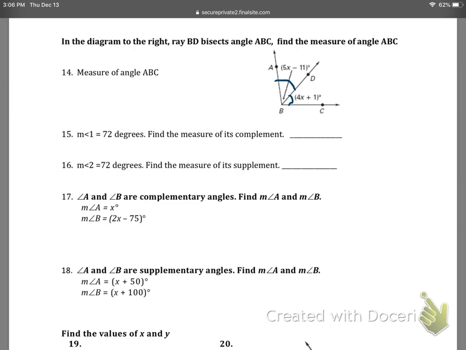Find the measure of angle ABC. That's the big angle. So, to get that measure, I'm going to add the two little angles together. And I already know the two little angles have the same measurement, but I don't know what the measurement is yet. So let's set 5x minus 11 equal to 4x plus 1.